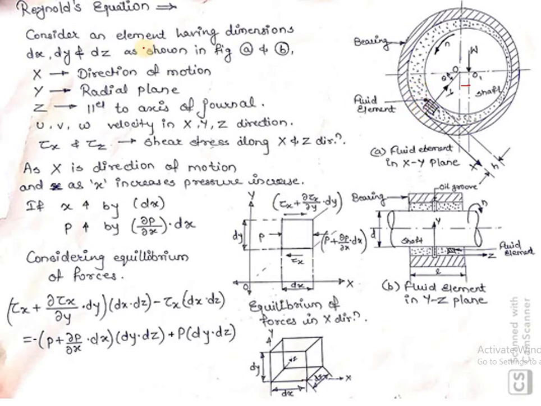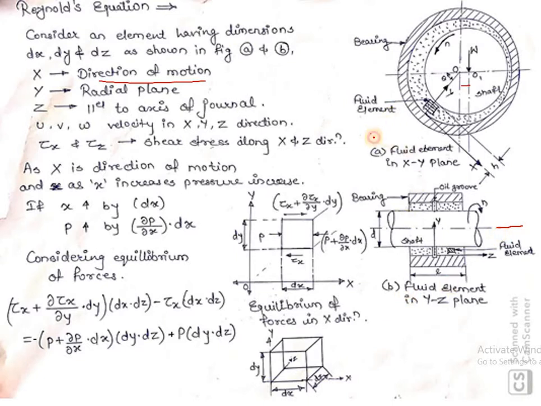Now we have to consider an element having dimensions dx, dy and dz, as shown in the figure. We are considering a three-axis coordinate system. This is the x-axis, this is the y-axis. The x-axis is the direction of motion. The y-axis acts in a radial plane. The z-axis is parallel to the axis of the journal.